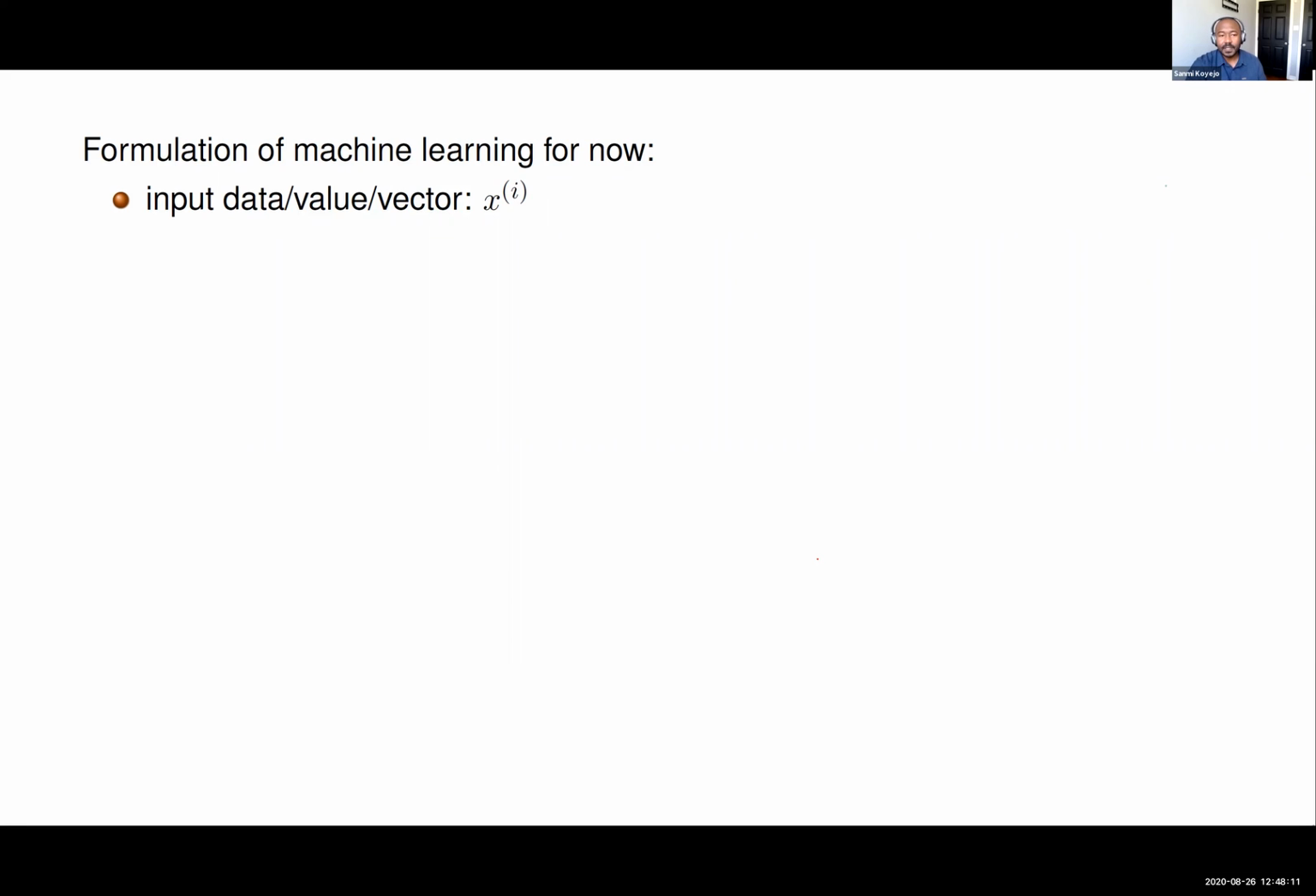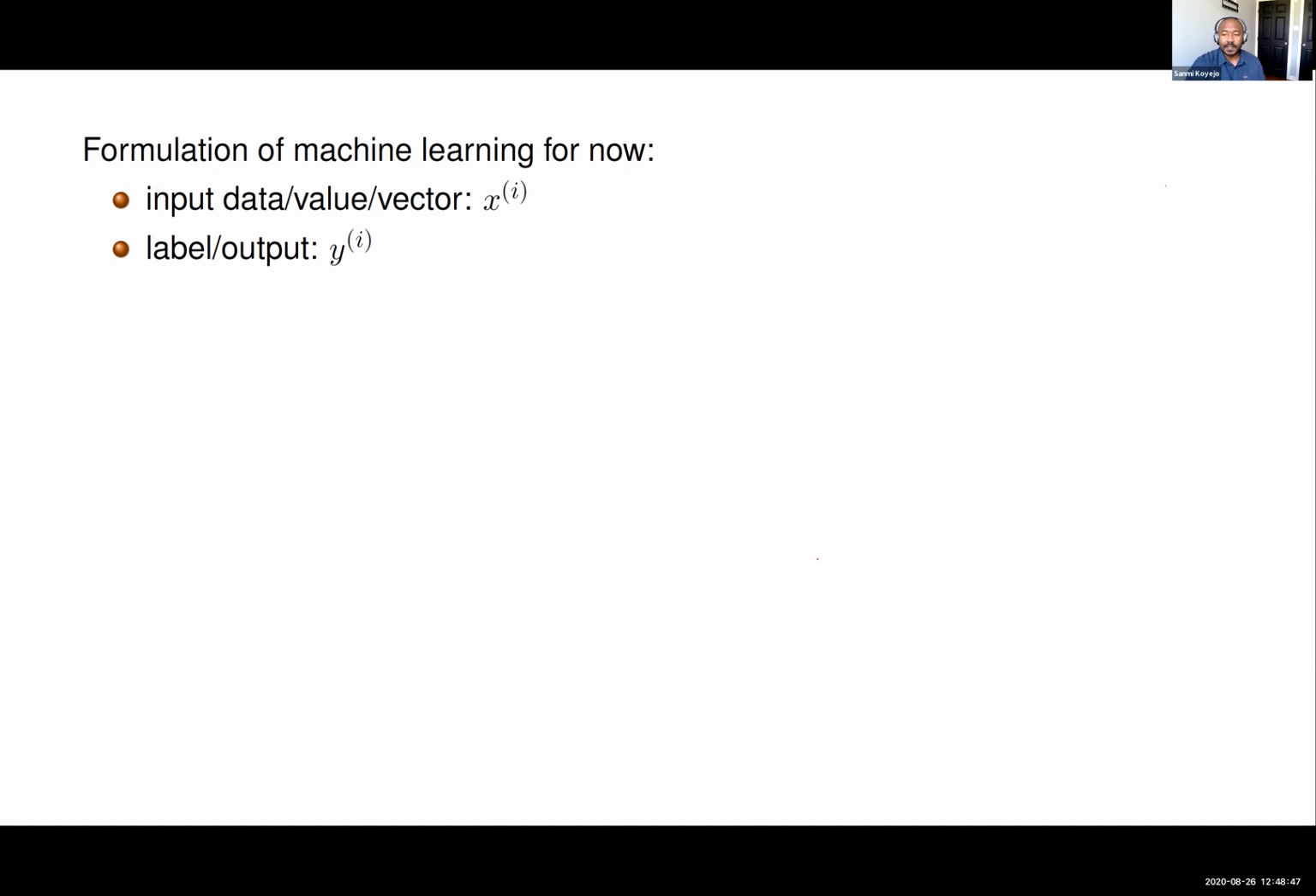There's an input. You'll sometimes get this described as input data, sometimes as value, sometimes as vector. You also see this written often as features. So xi. X was typically some vector, or something that can be described as a vector, and i is the index for an example. So x1 is the first example, x2 is the second example, and so forth.